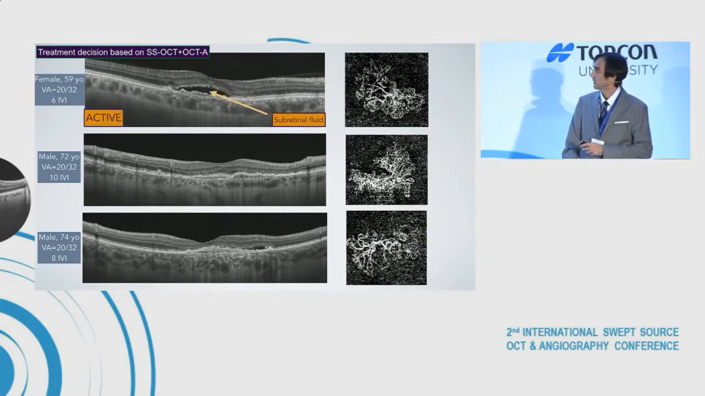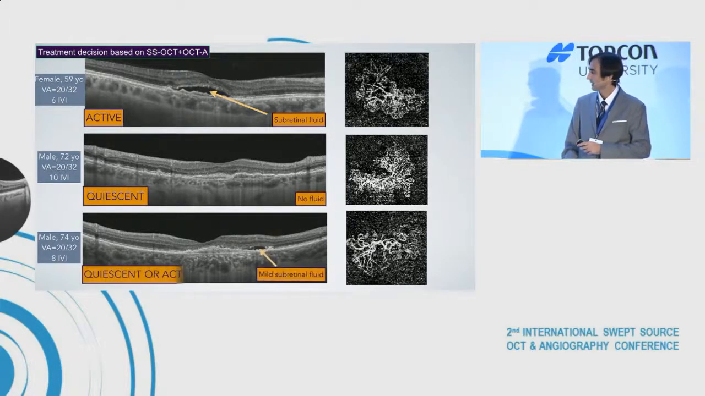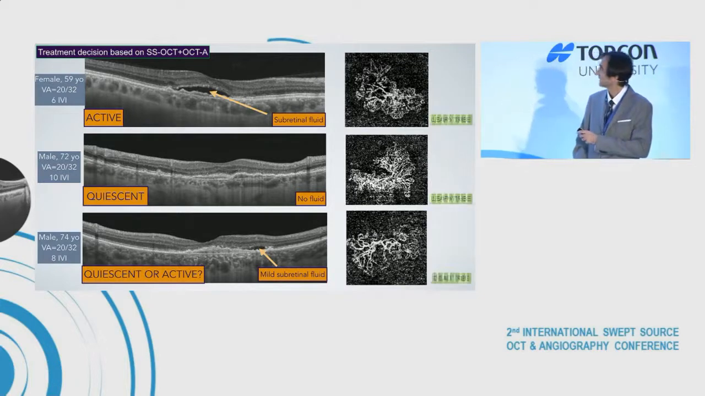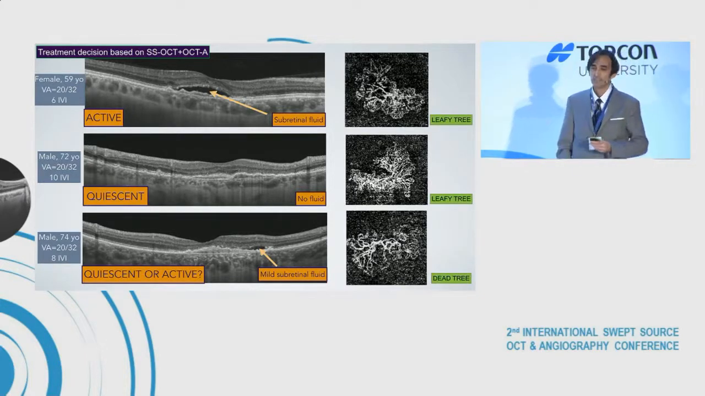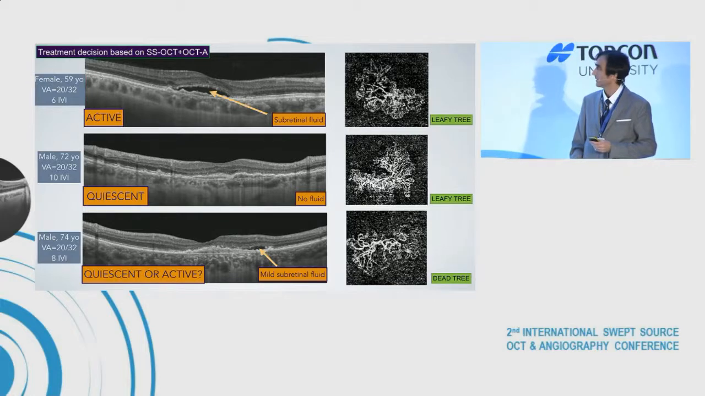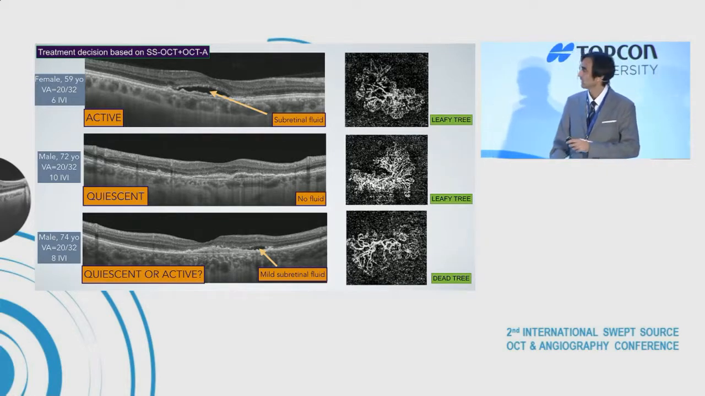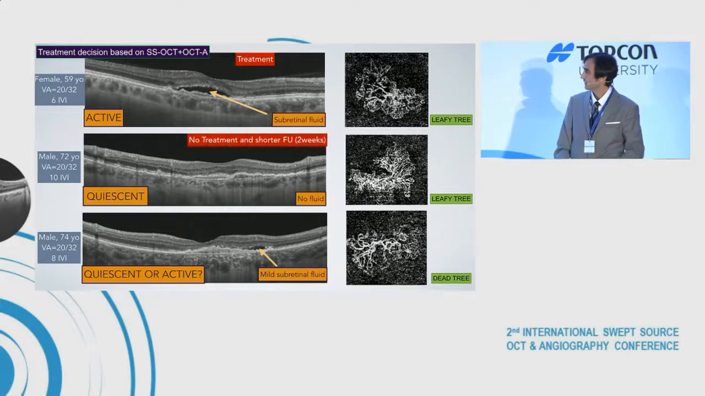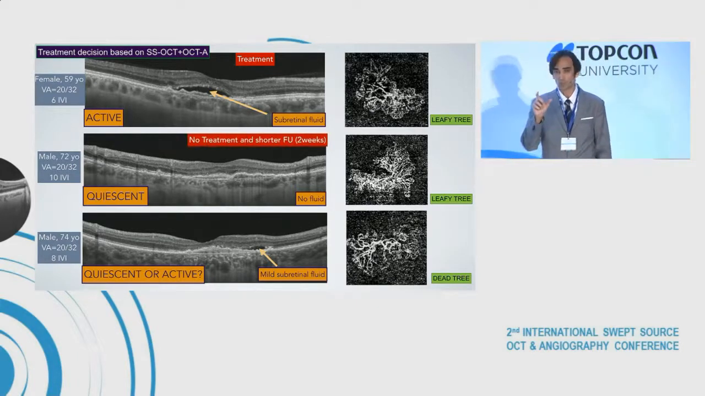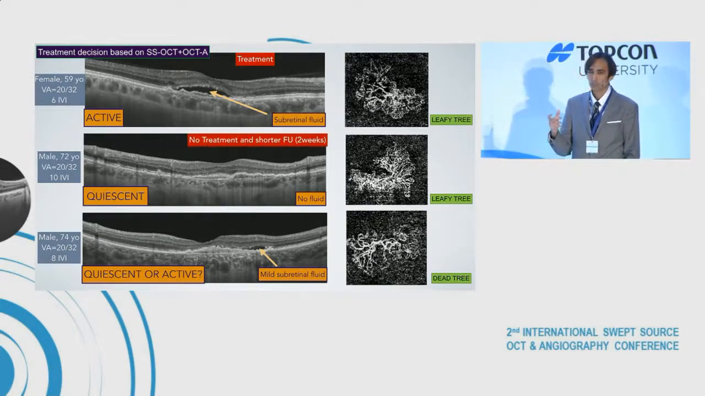OCT, the same: subretinal fluid, active. Second case, no fluid, quiescent. Third case, doubtful. But if we look here, the first case has the appearance of a leafy tree. It seems to be active. Then this case needs to be treated. The second case, we don't have fluid, but the leafy tree is also present. Then perhaps no treatment could be considered, but a shorter follow-up is recommended because it could be considered a risky lesion due to this leafy tree appearance on the OCTA.